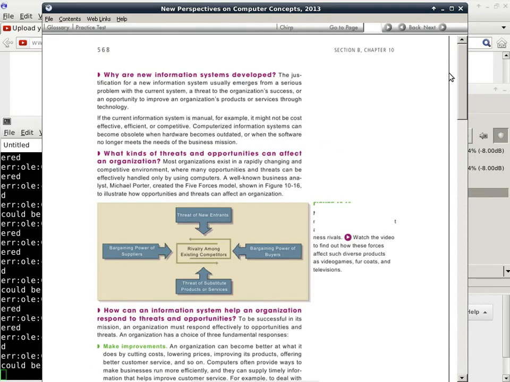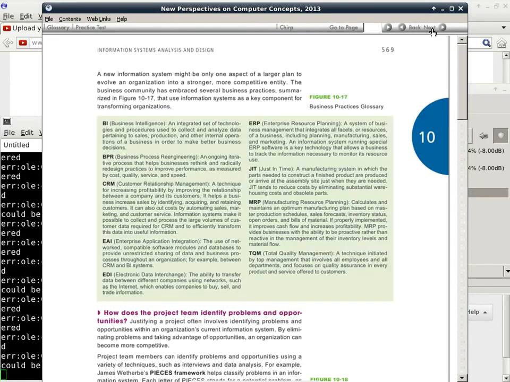It was interesting. So that's a shift of direction of how businesses conduct business because of technology. All right, so now we have even more jargons, okay? A new information system may be only one aspect of a larger plan to evolve an organization into a stronger, more competitive entity. And these are components of a business that can make use of information technology more so than other aspects of a business.